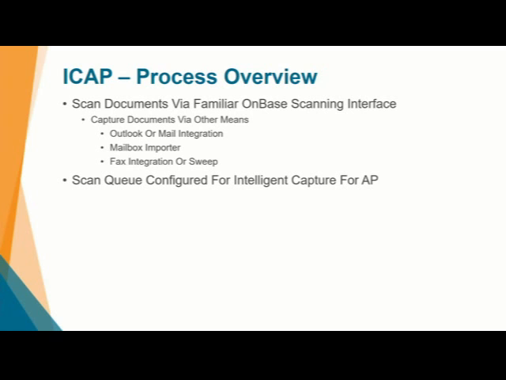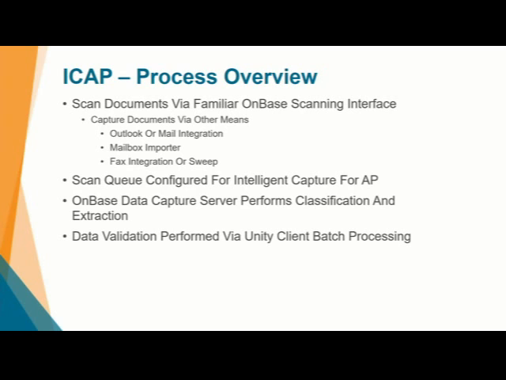The scan queues themselves that are going to be capturing your invoices do need to be configured for Intelligent Capture for Accounts Payable. That's really just a setting, and then when that batch is created, that batch is pushed off to an OnBase data capture server, so it's going to be running on server class hardware to perform the classification of your different types of invoices. You may classify as PO versus non-PO. There's also some supporting documents that might be there, but then performing that true OCR extraction of the information off of those documents. That data capture server does need to have some high power behind it because that OCR does take a lot of CPU cycles.